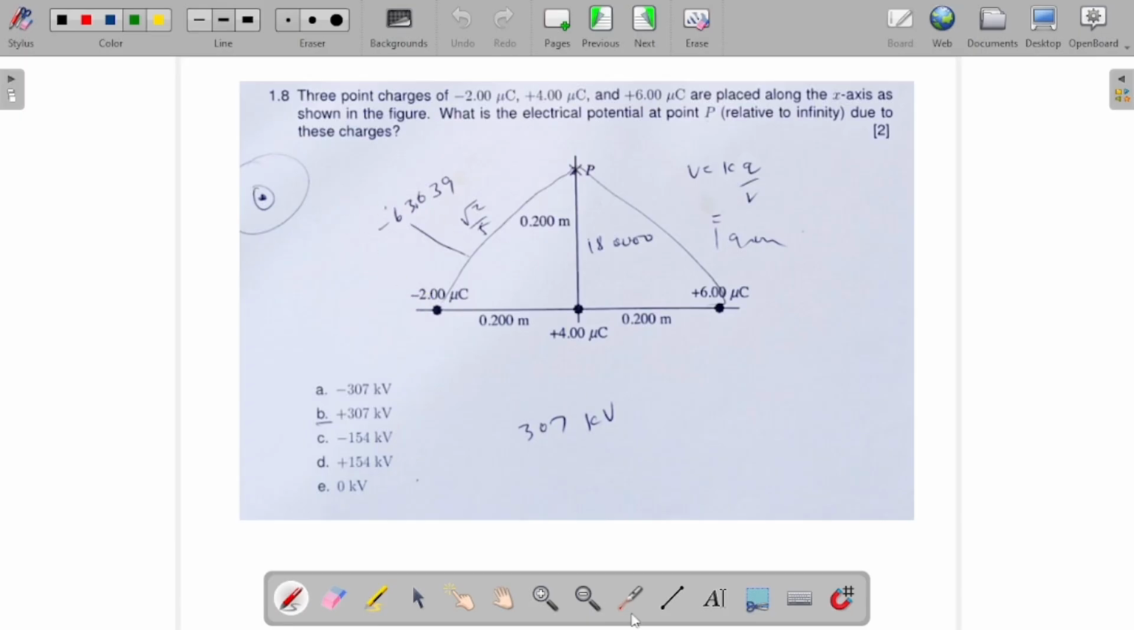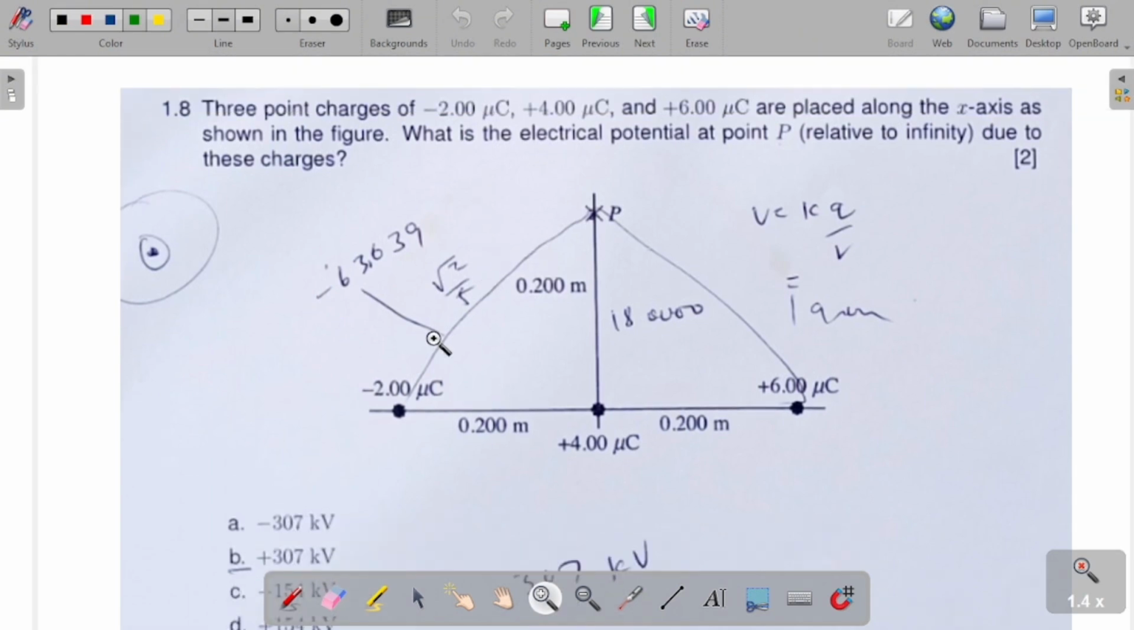1.8, 3-point charges. 3-point charges, -2 microcoulomb, 4 microcoulomb, and 6 microcoulomb are placed along the x-axis as shown in the figure. Now, what is the electric potential at point P relative to infinity due to these charges? So you want the potential at P due to 1, 2, and 3 relative to infinity. Okay.